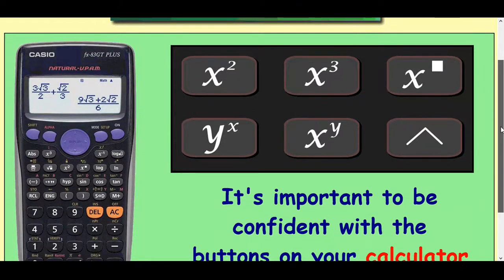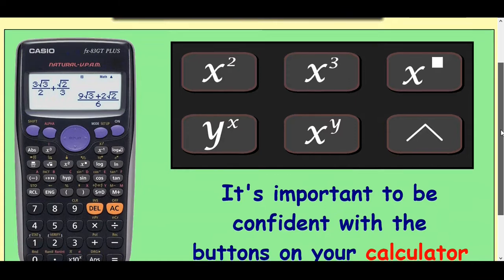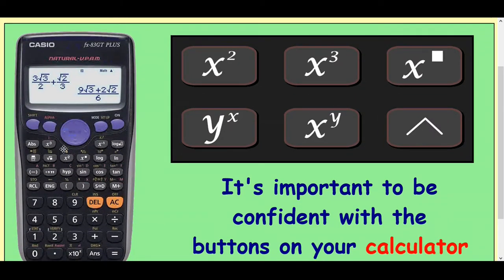So it's important to know the buttons in your calculator. Now, best is this kind of calculator here, a scientific calculator, and you should be able to find these buttons here. Now this button will just square the number for you. This one will cube it. These ones will do any power, these 4 buttons here. This is quite a common one, and so is this one here.